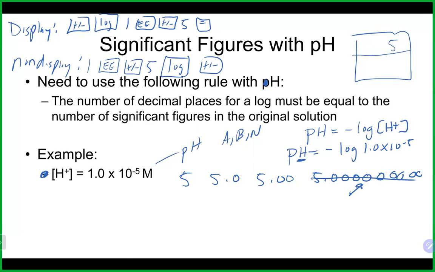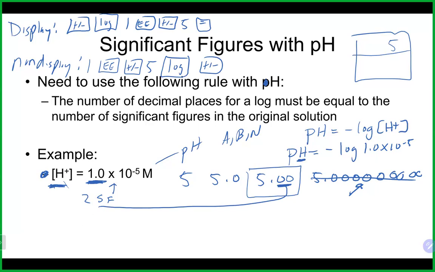All right. So what the rule says is we want to look at the concentration, which is here. How many significant figures does this number have? It does have 2, right? Scientific notation. So it has 2 significant figures. 2 significant figures means that when we calculate something like pH, we should end up with 2 decimal places, not significant figures. So it should be 5.00 in this case. So in this case, we're not going significant figures to significant figures. We're going significant figures to decimal places.